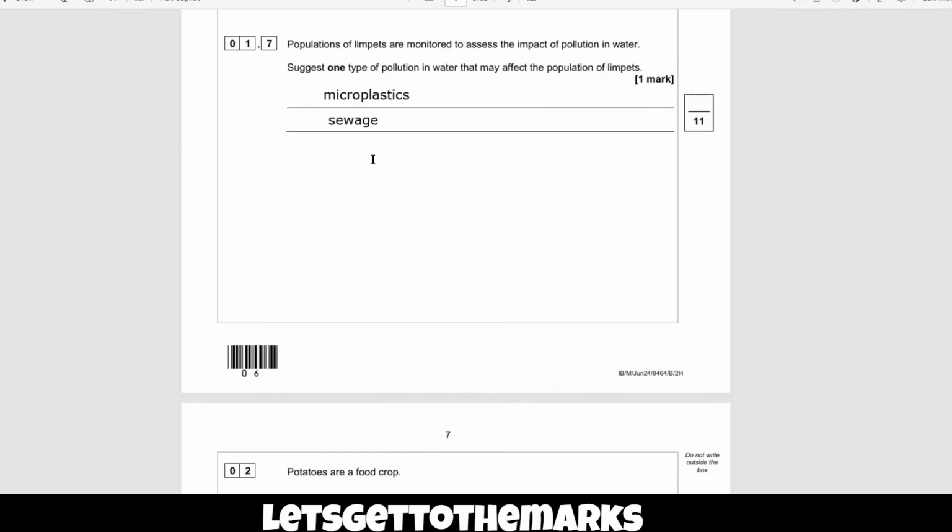sewage. Yeah, we talk about these in biology. So sewage, microplastics, crude oil spill, anything like that would go well, really. There's probably tons of these on the mark scheme. There are chemicals as well. You could say toxic chemicals. I reckon they'll give you toxic chemicals from a factory, from a waste factory as well. There we go. Right, let's move on.